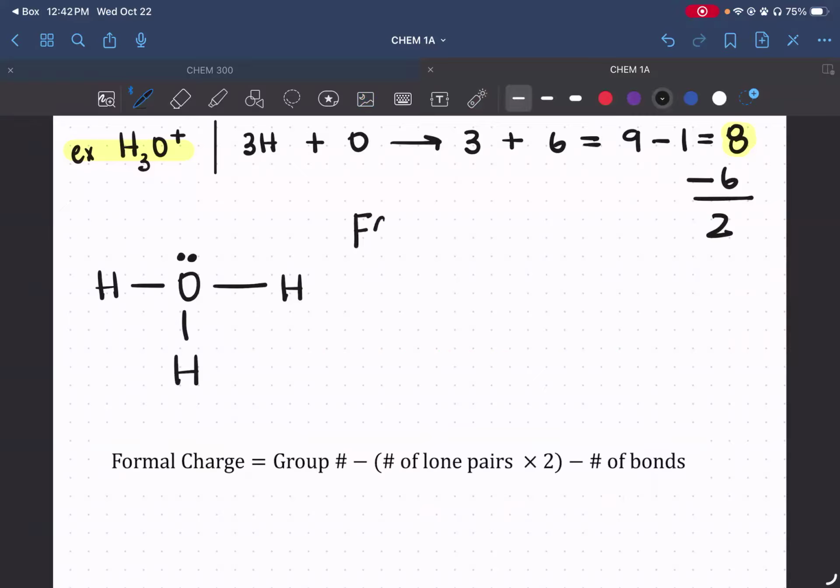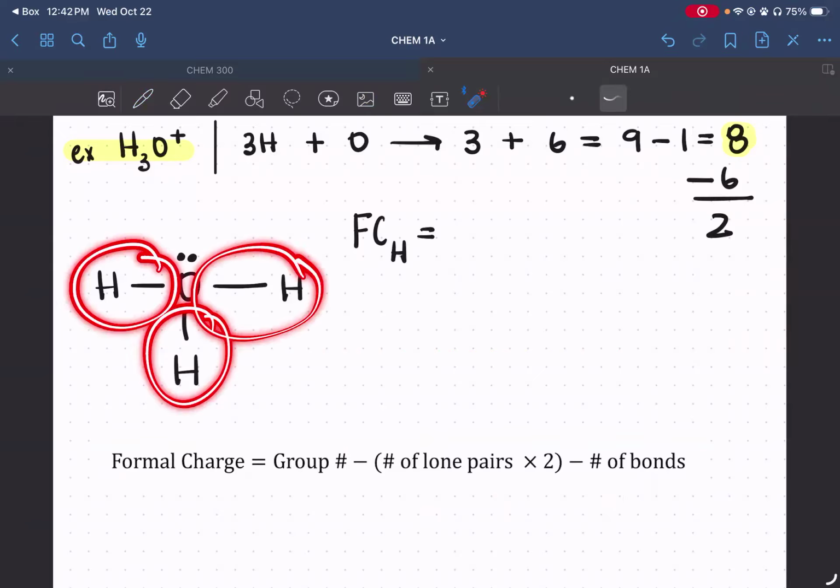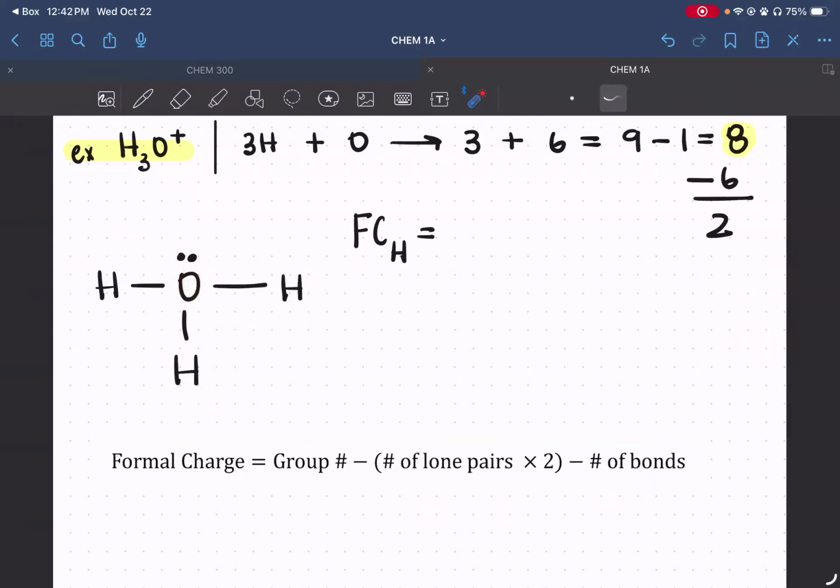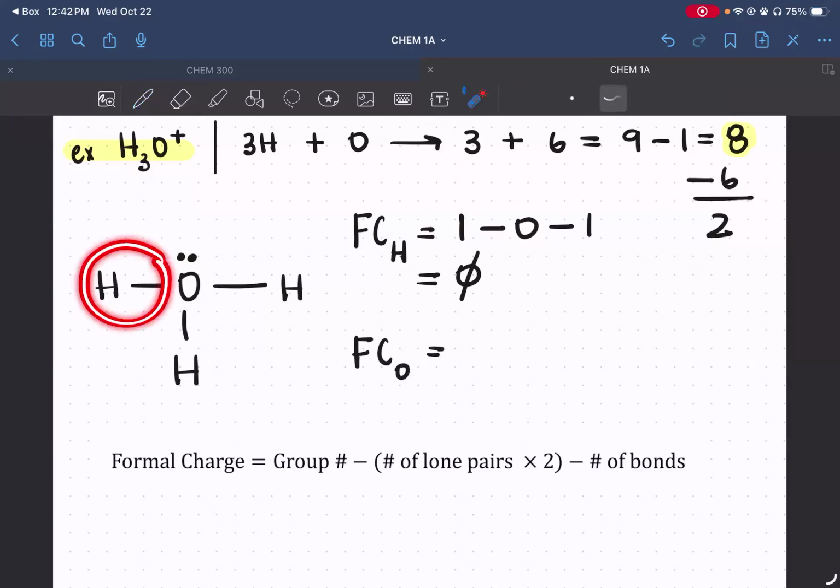Starting with the hydrogens first, recognize that each hydrogen is identical to one another. So by calculating 1, you calculate them all. Hydrogen, 1 valence electron, 0 lone pairs, 1 bond. This is a whopping 0. Now we calculate the formal charge of the oxygen. Don't forget, by calculating 1 hydrogen, since all the others are identical, we've calculated them all.